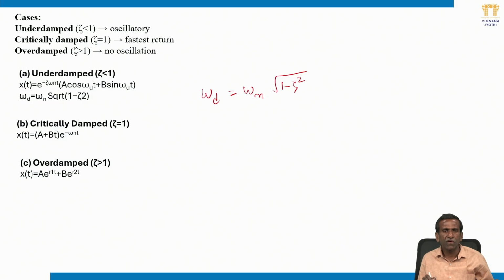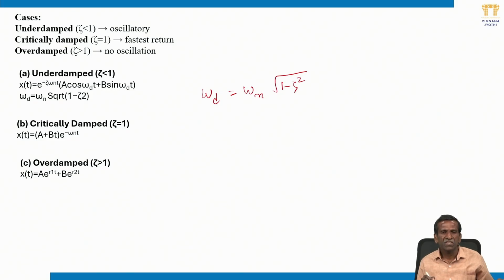Zeta is the damping ratio. In critical damping, that is zeta equal to 1, if you substitute, the square root term becomes 0, so omega d becomes 0. The cos omega d term becomes 1, and the sin term vanishes. So in the critical damping condition, the displacement equation is x equals a plus b t into e power minus omega n t.